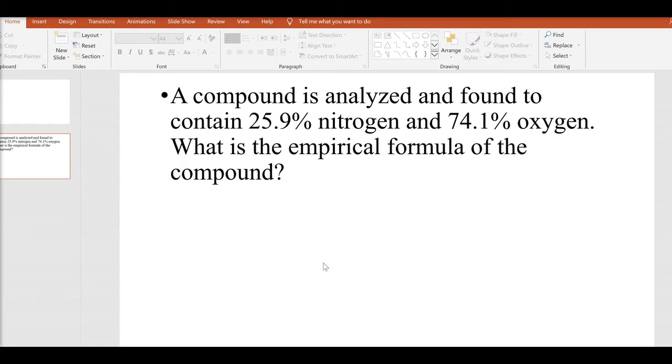I am going to get this one straight out of the book, so it should be similar to the questions that you guys were given. The question reads: a compound is analyzed and found to contain 25.9% nitrogen and 74.1% oxygen. What is the empirical formula of the compound? For these questions, we're just going to be looking for the empirical formula. We're not going to look into the molecular formula right now.